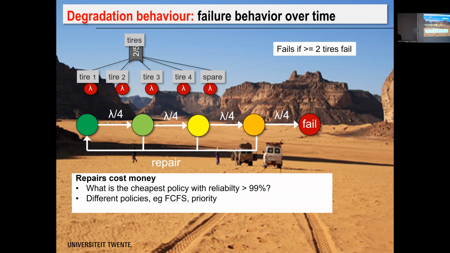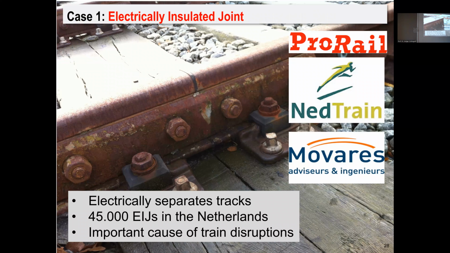And of course, this already triggers a nice optimization problem, because repairs cost money. When do you need to repair your system? I suppose I want the cheapest policy that still allows me a reliability of 99%. What is a good policy here? You can also explore different repair policies. If multiple components fail, do you repair them on a first come, first served basis, or do you assign priority, and so on? And we used this to analyze a railroad component, namely the electrically insulated joint.